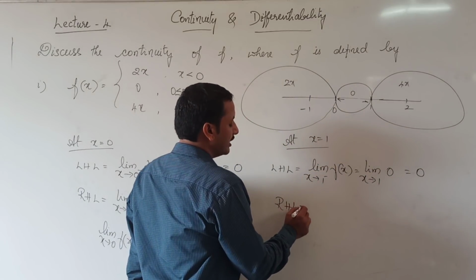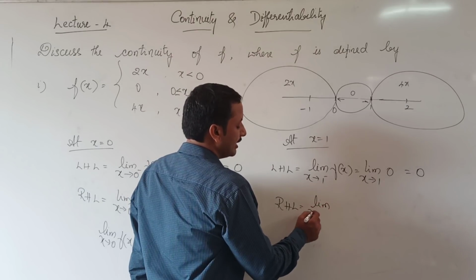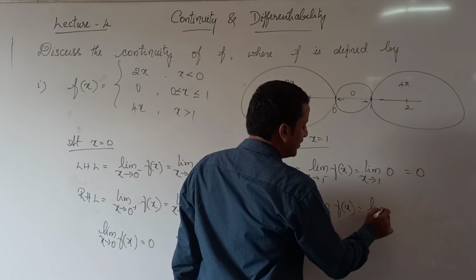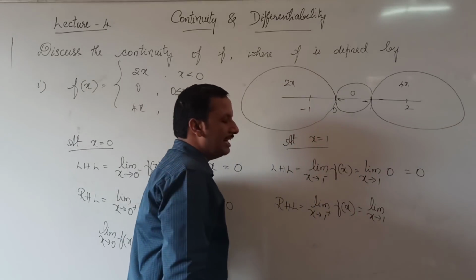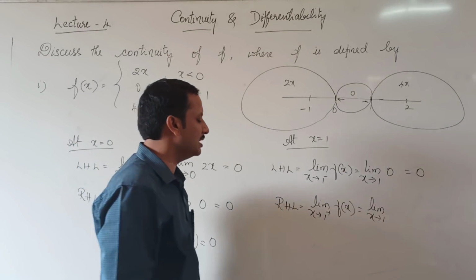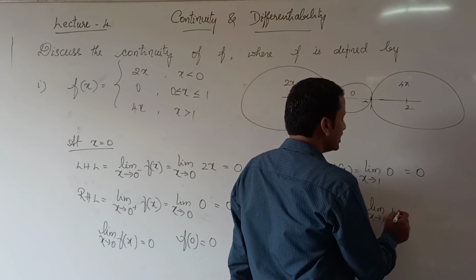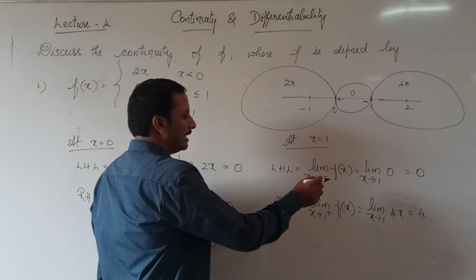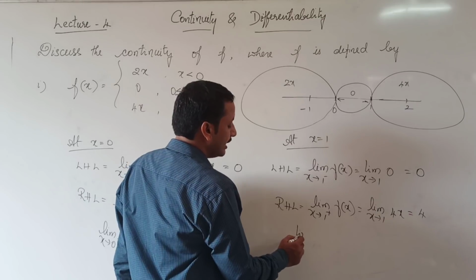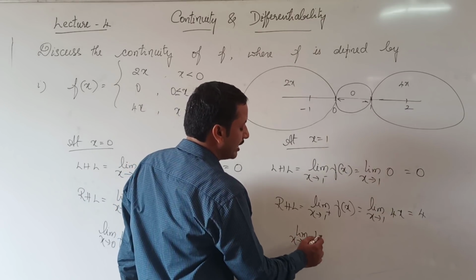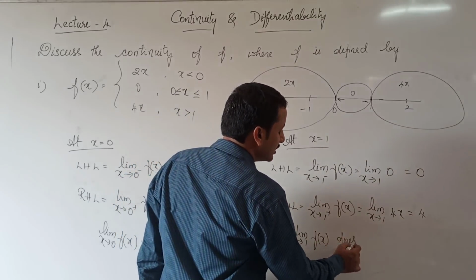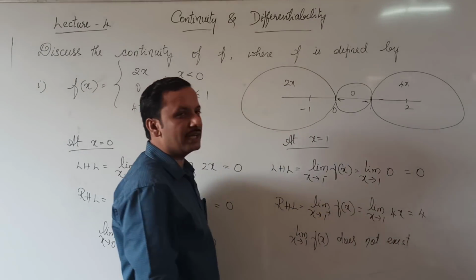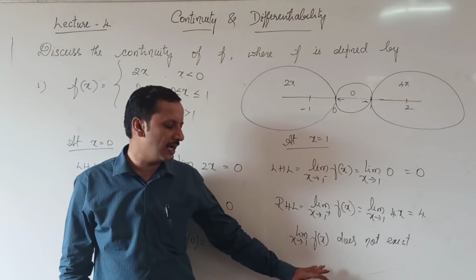Then, the right hand limit is equal to limit x tends to 1 plus f of x. X is approaching 1 from right side, means x is greater than 1. Then the function is defined as 4x. Apply the limit, 4 into 1 is 4. Left hand limit is not equal to right hand limit. Hence, we can say limit x tends to 1 f of x does not exist. If the limit does not exist, we can directly write that f of x is discontinuous at that point.